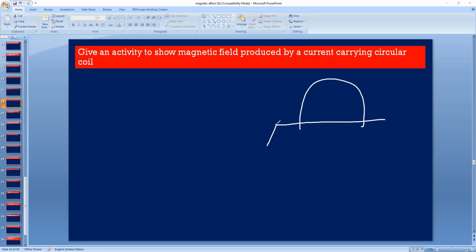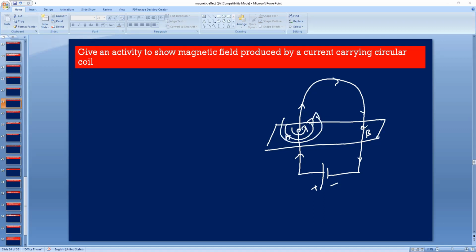Take a cardboard sheet. Make two holes, insert a copper wire and connect it to the battery terminals. Assume that current is flowing in the upward direction at point A and in the downward direction at point B. As per Maxwell's right-hand thumb rule, place the thumb in the upward direction. The remaining four folded fingers will give the magnetic field direction.